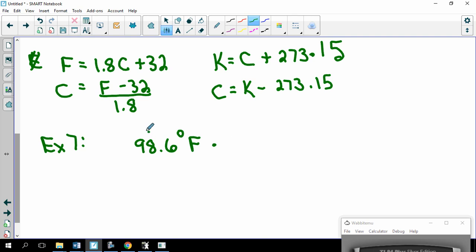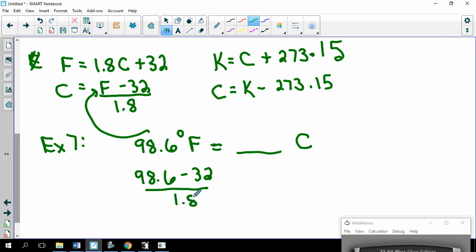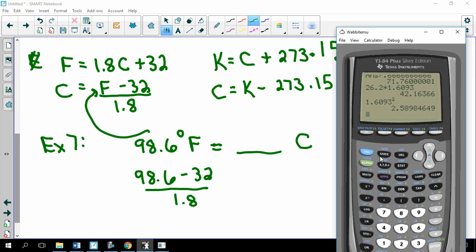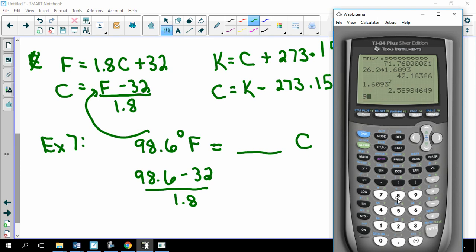We want to go here because they want me to convert to Celsius, and that's all there is to it. So 98.6, they want me to go to blank Celsius: minus 32 over 1.8. You can do it like this: 98.6 minus 32, enter, divided by 1.8. You can go parenthesis left, 98.6 minus 32 parenthesis right, divided by 1.8.